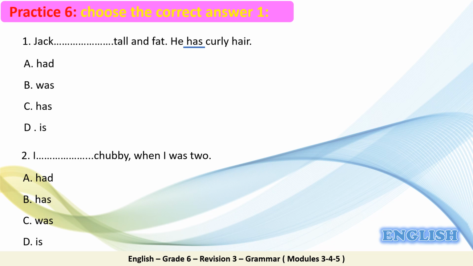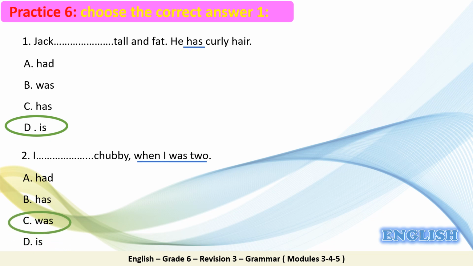Can we say Jack has tall and fat? No, of course. Excellent. The answer is Jack is tall and fat. Number 2: I had chubby, I has a chubby, or I was chubby, or I is chubby when I was 2. It means when I was 2 years old. Excellent. When I was 2 indicates the past. So the answer is I was chubby.